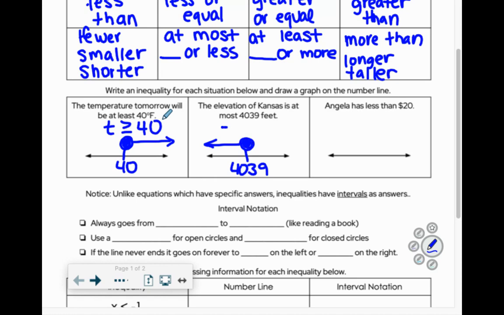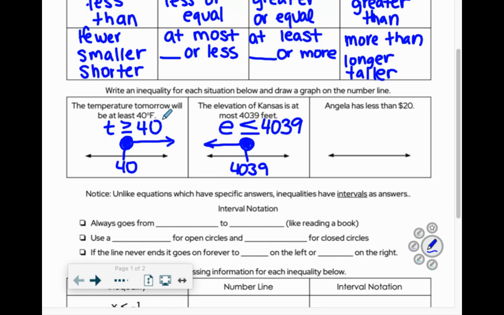Okay, I'm going to use E for elevation. We're going less than or equal to our number this time. Again, that's when you can just look up on your table if you need a place to get started. Not all of them are going to match up that nicely though.